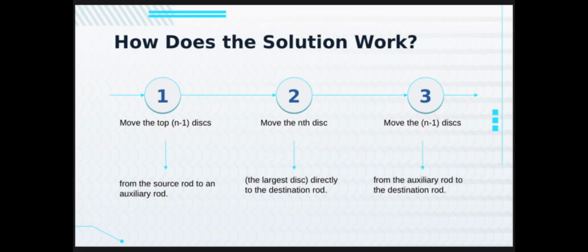The solution to the puzzle can be broken down into a recursive process. Here's how. Move the top n-1 disks from the source rod to an auxiliary rod. Move the nth disk, the largest disk, directly to the destination rod. Move the n-1 disks from the auxiliary rod to the destination rod.